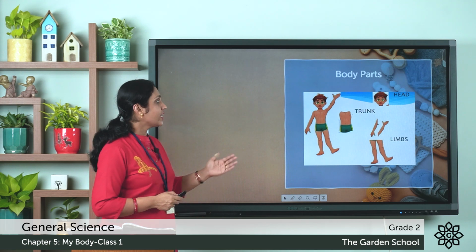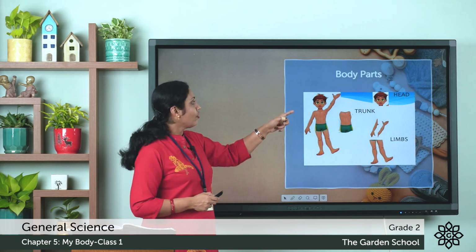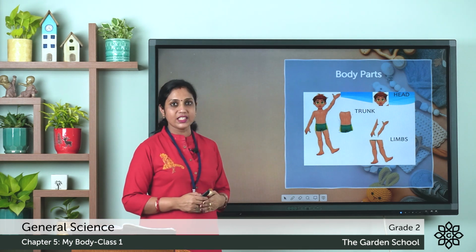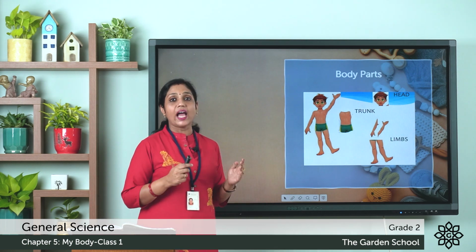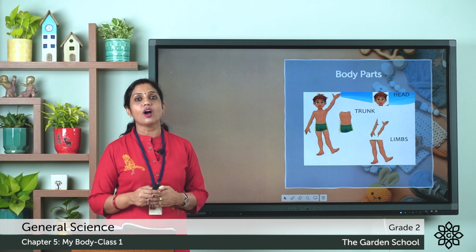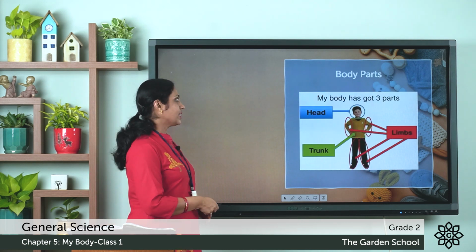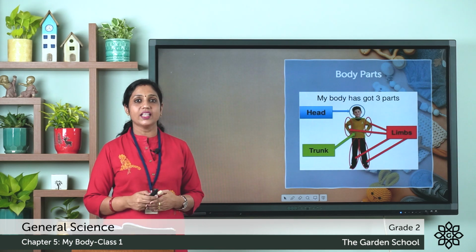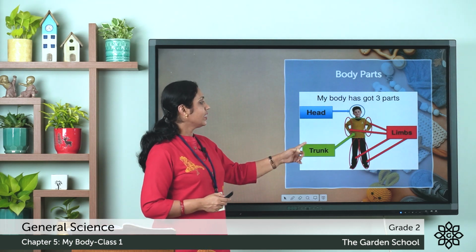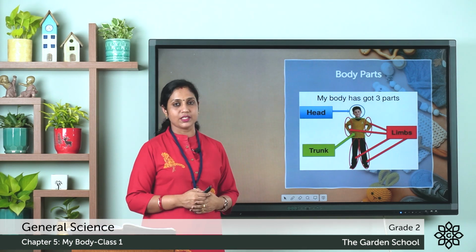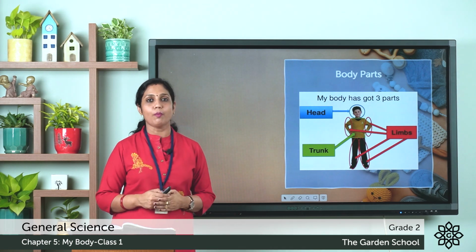The next part is the trunk, that is from the neck till the waist forms the trunk. Then we have the limbs. Our hands and legs together are called the limbs. So we can say that in our body there are three parts. So which all are there? Head, trunk and the limbs. So these are the three parts in our body.